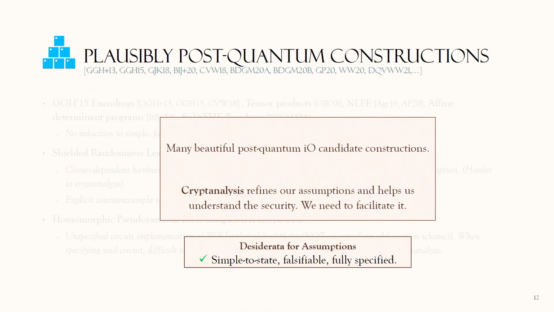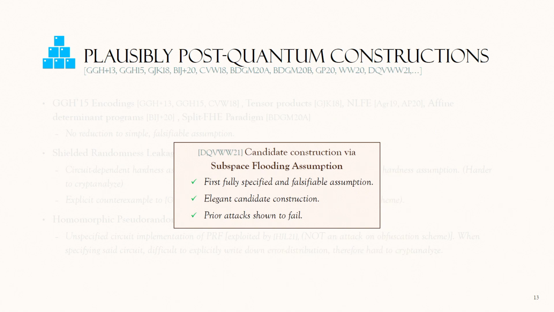And towards this goal, the work of DeVatis et al. in 2021 presented a candidate construction for post-quantum I/O whose security follows from something they introduced called the subspace flooding assumption. And this is the first fully specified and falsifiable assumption. All the circuits and parameters are fully specified, and it's falsifiable. The candidate construction is rather elegant, and they also provide thorough cryptanalysis where they show that prior attacks such as rank attacks, sum of square attacks, these all fail.